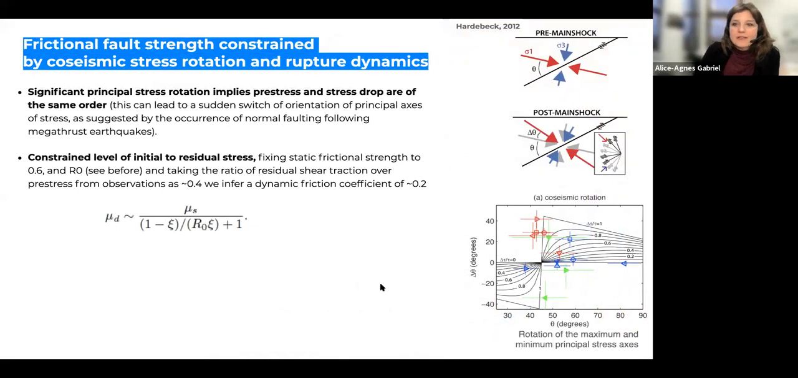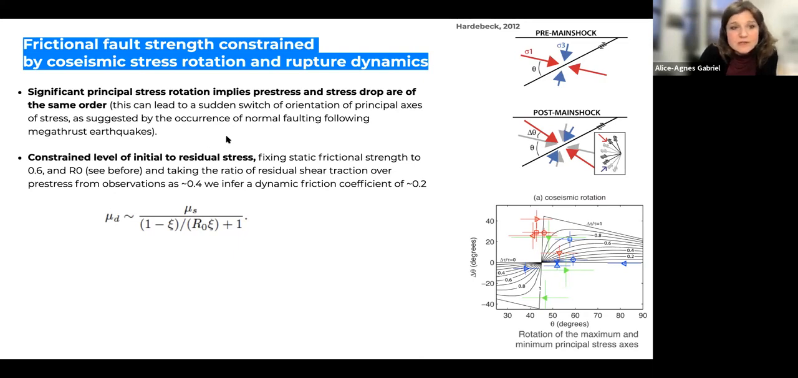Then we follow Jean Hardebeck's work, thinking about co-seismic rotation, and she's been finding for this event that there was a significant principal stress rotation that implies pre-stress and stress drop are basically of the same order. And this can also lead to interesting effects, such as a sudden switch of orientation of the principal axis of stress, as we've been seeing, for example, after the Tohoku earthquake, where we suddenly see a lot of normal faulting events following large megathrust earthquakes. So that is maybe something that is not only true for the 2004 Sumatra event.